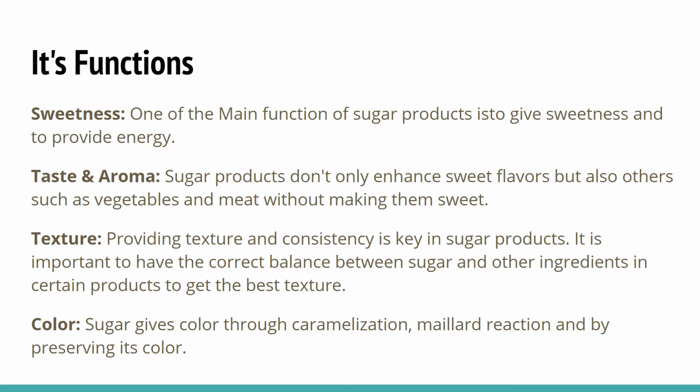Texture. Providing texture and consistency is key in sugar products. It is important to have the correct balance between sugar and other ingredients in certain products to get the best texture. And finally, color. Sugar gives color through caramelization, which is one of the main sugars. The Maillard reaction, which is a reaction between sugar and amino acids, you can find in different products such as bread and coffee, and it helps preserve their color.